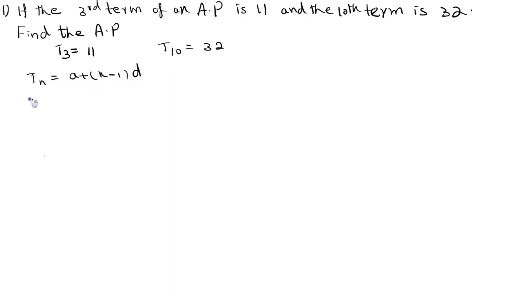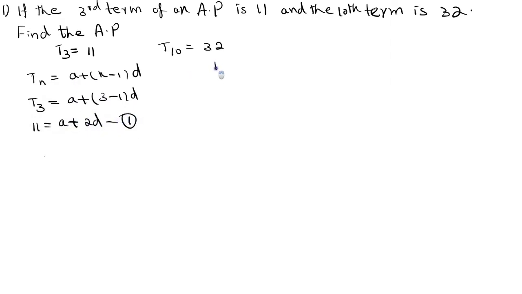So here, T3 is equal to, what is n here? N value you can compare, it is equal to 3. So a plus (3 minus 1) into d. We have T3 value 11 is equal to a plus (3 minus 1, which is 2) into d. Take it as equation 1.